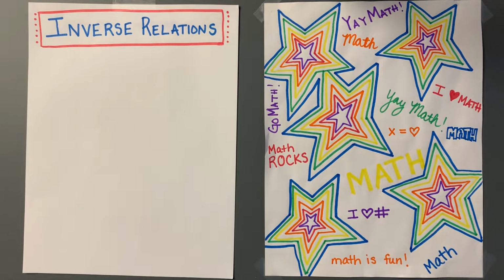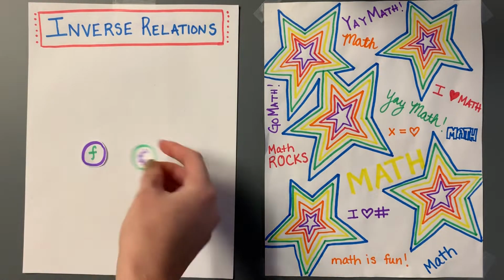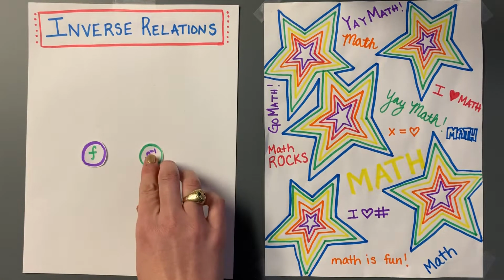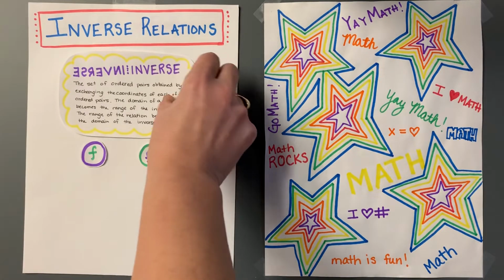Hi, welcome back. In this video, we are going to look at inverse relations. When we're talking about inverse relations, we're going to be looking at a relation F and its inverse F inverse. We write inverse with a -1 exponent on the function or the relation name.